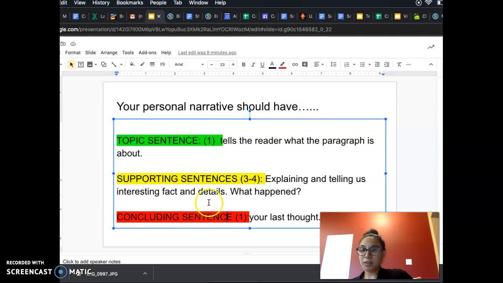So just remember, like a traffic light, topic sentence means you're going to go. Go and tell us, what is this paragraph about? What is your memory about? Supporting sentence, yellow. You're slowly telling us what happened. What are the details? Explain it to us. Remember, you're thinking about what questions I might ask you, and you're going to put those in your writing. And then your concluding sentence, remember, that means you're going to stop. You stop your paragraph, write your last thought, and then you stop it.